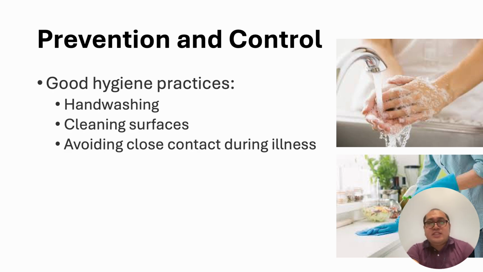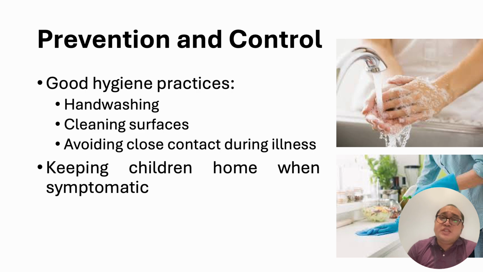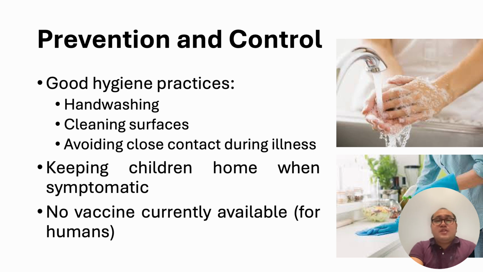So for good hygiene practices, we should take note: hand washing, very important. It's a very universal rule. You have to clean the surfaces, avoid close contact during illnesses. We really encourage that children who have hand, foot, and mouth disease should be kept home, of course, until the lesions disappear. And for now, there is no vaccine currently available for hand, foot, and mouth disease for humans. Although I've heard there are some clinical trials for humans, more often than not, the ones that are available are for animals. Alright? So those are the basic things that a parent and a healthcare worker need to know about hand, foot, and mouth disease.